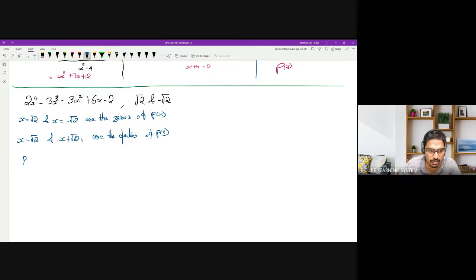So how can we write p of x? Muhammad Yasin, we can write p of x equal to what? Yasin, x minus root 2 and x plus root 2 are zeros. Then how can we write the polynomial? Try quickly.